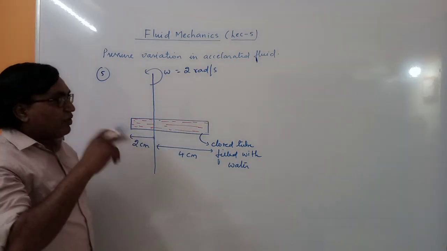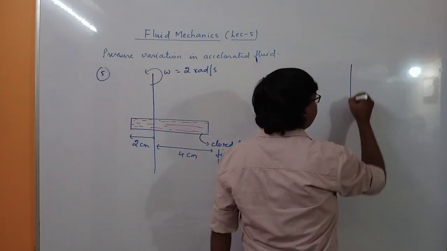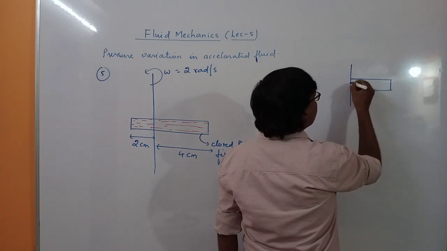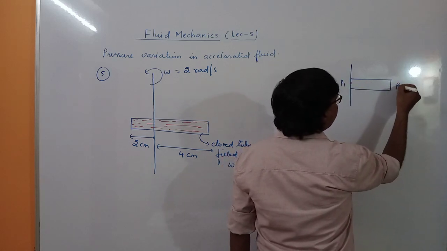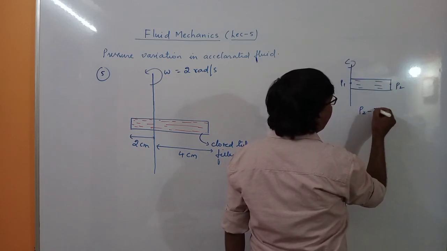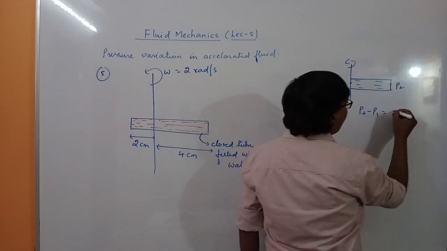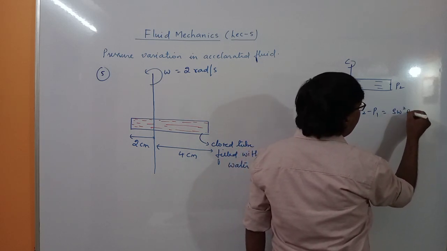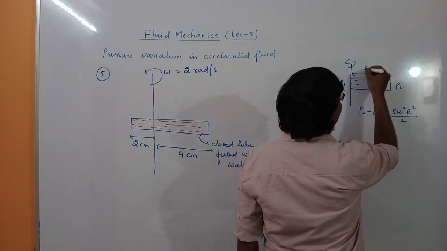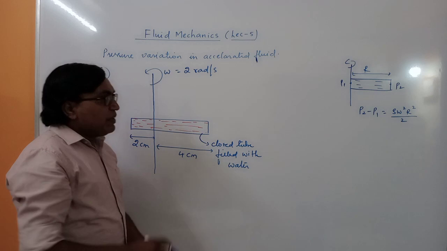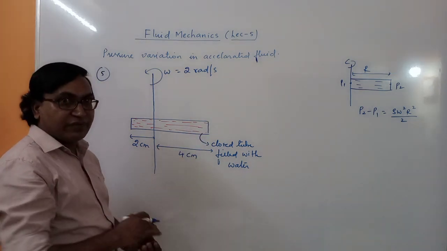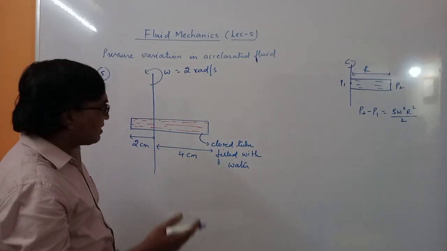Now, for a rotating fluid in a tube, we have seen the pressure difference. Suppose this is P1 and here it is P2, and the tube is rotated about this axis with a fluid in it. Then P2 minus P1 is rho omega square R square by 2, where this is R. Just remember certain formulas, so that your speed of solving a problem will increase.